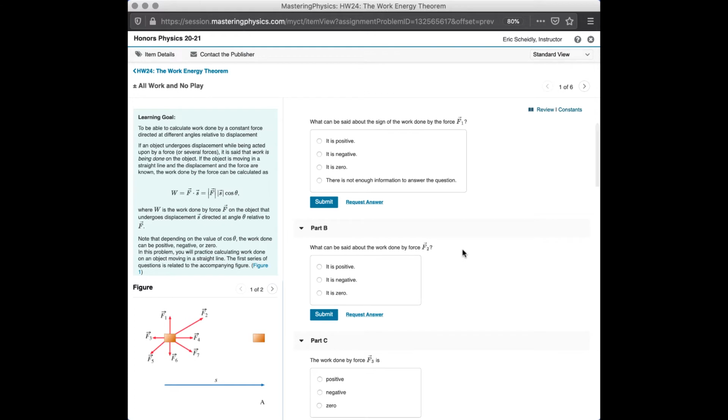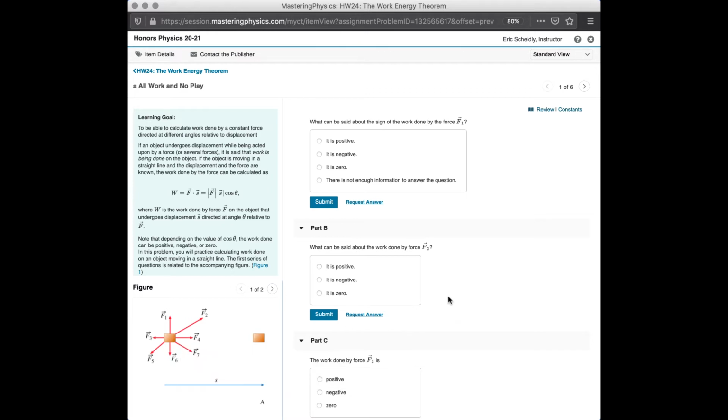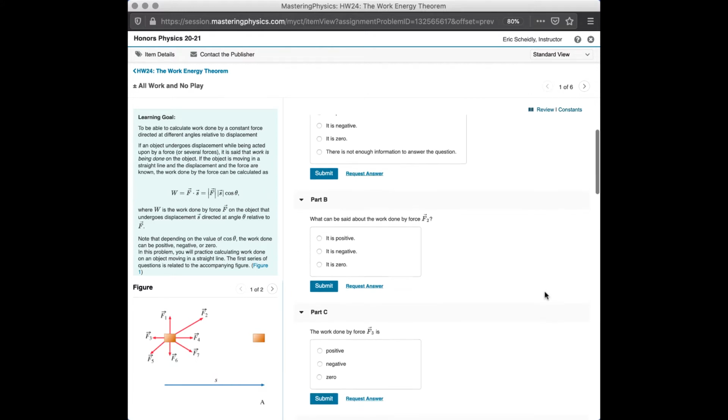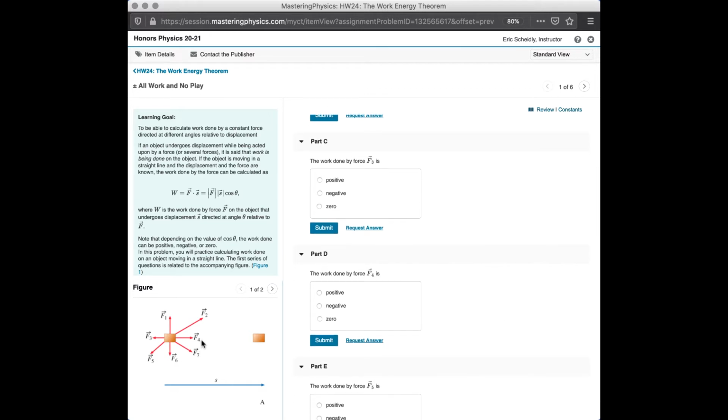What can be said about the work done by the force F2? Well, F2 generally points in the direction of the displacement. That is, F2 has a component that points to the right. Because the component of F2 is in the direction of the displacement, it does positive work. If I look at F3, F3 points in the opposite direction from the displacement. F3 points to the left, the displacement is to the right, and so the work done by F3 would be negative.